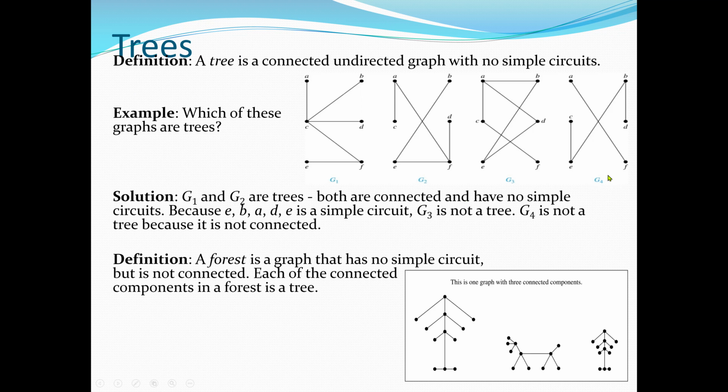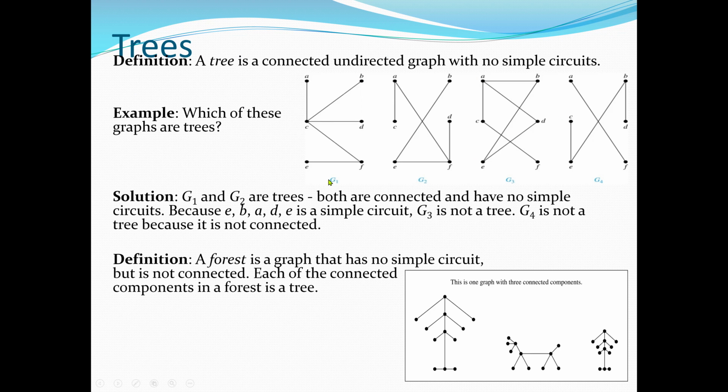they are not trees. The reason G3 is not a tree is that the vertices Y, B, A, D, Y form a simple circuit. A simple circuit means we have a closed connection. So when we look at Y, B, D, Y, they are all connected together. Y, B, A, D, Y, it's a circuit, a simple circuit. So because we have a simple circuit, it's not a tree.